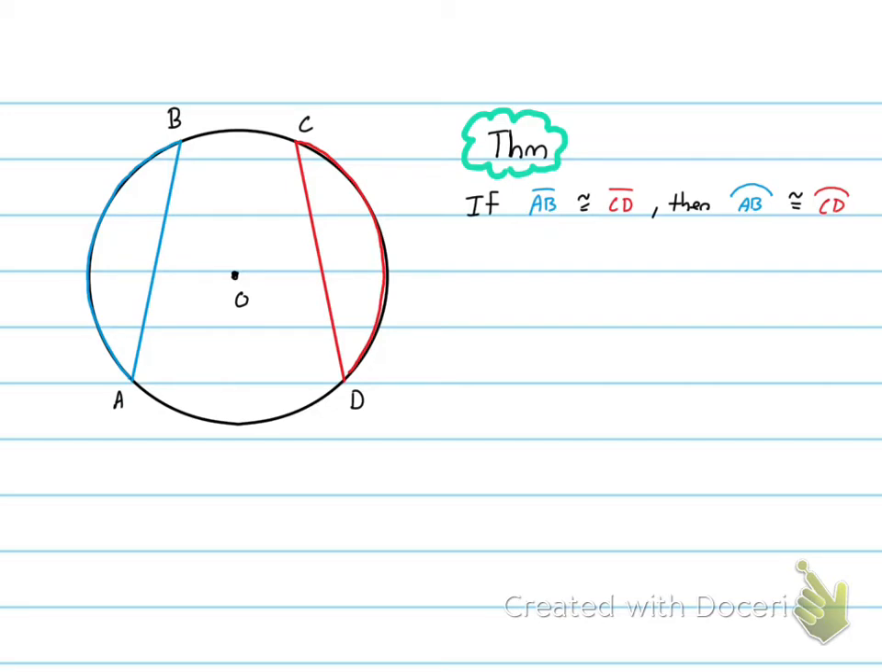If chord AB is congruent to chord CD, then I can conclude that arc AB and arc CD were also congruent. So again, if these chords are congruent, then the arcs match up. Other way around, if I knew that the arcs matched up, I could assume that the chords matched up.